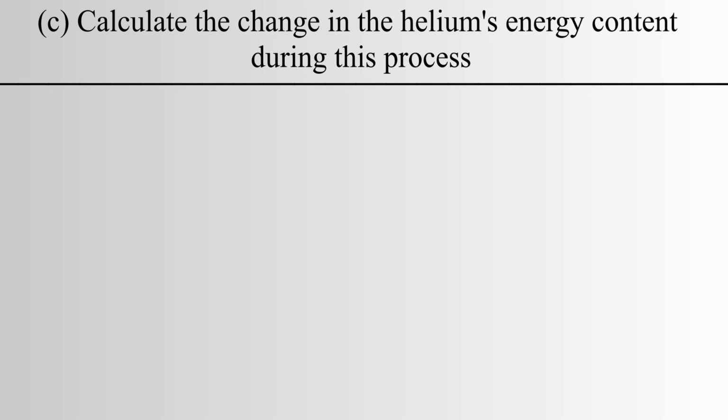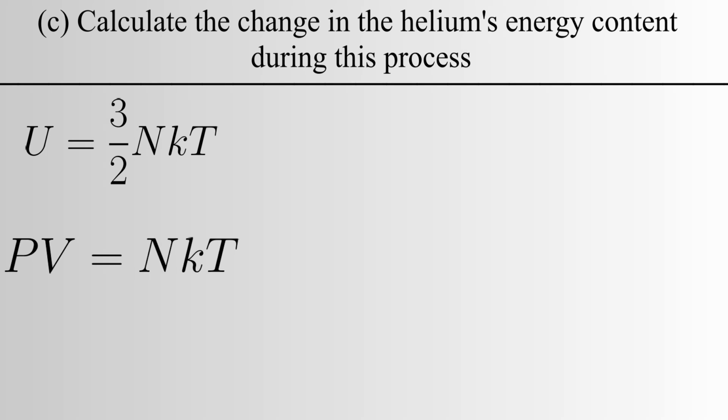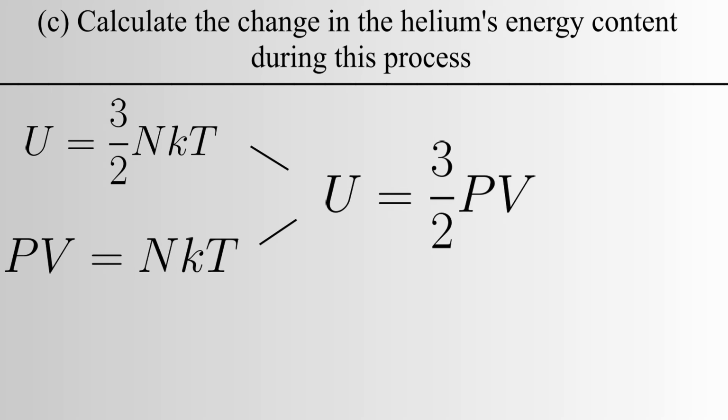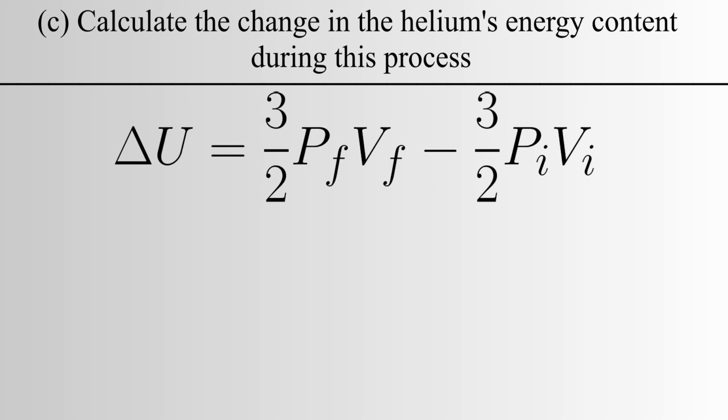Part C asks you to calculate the change in the helium's energy content during this process. We will assume that helium has 3 degrees of freedom, and so we can write its thermal energy as 3/2 NkT, where N is the number of particles, k is the Boltzmann constant, and T is the temperature. Using the ideal gas law PV equals NkT, we can replace the NkT with PV. Then we can look at the change in this thermal energy by looking at U final minus U initial, where U final is 3/2 P final V final, and U initial is 3/2 P initial V initial.